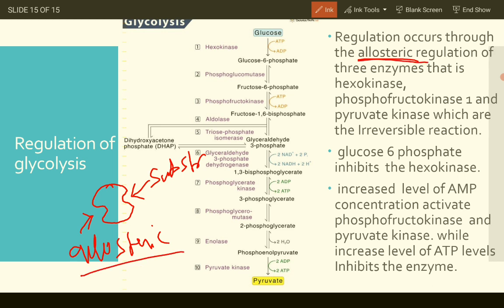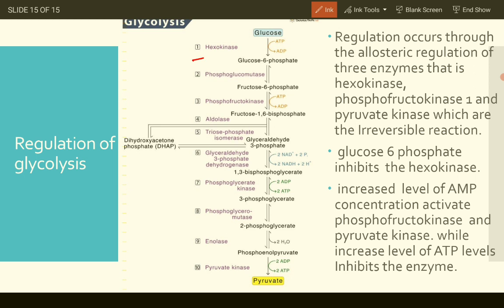So allosteric regulation occurs when the inhibitor or the activator binds to the allosteric site and not to the substrate binding site of the enzyme. So these three enzymes, hexokinase, phosphofructokinase 1 and pyruvate kinase, are all allosteric enzymes. Glucose 6-phosphate inhibits hexokinase. So what inhibits the hexokinase enzyme? This glucose 6-phosphate is the molecule that inhibits hexokinase. Why?